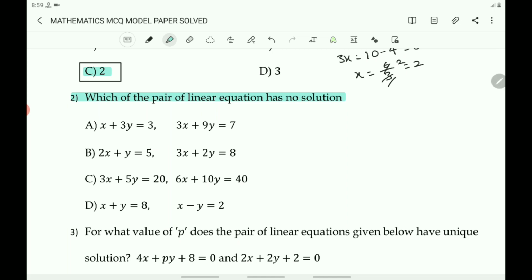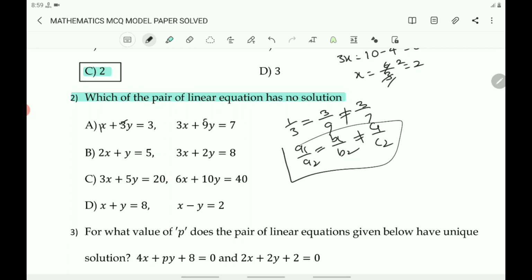Now let us verify one by one. So first one, you take a1 by a2. Here it is 1 by 3 and 3 by 9, and next 3 by 7. So here you will get these two are equal, and this is not equal. That is a1 by a2 equals b1 by b2, which is not equal to c1 by c2. This type of equations have no solution. So option A holds good here.